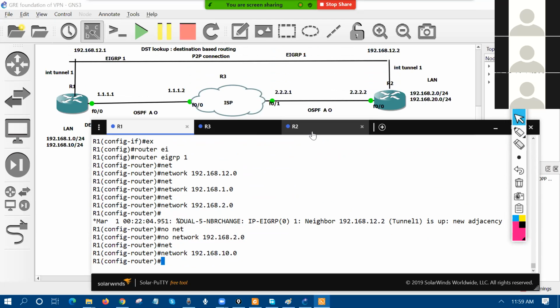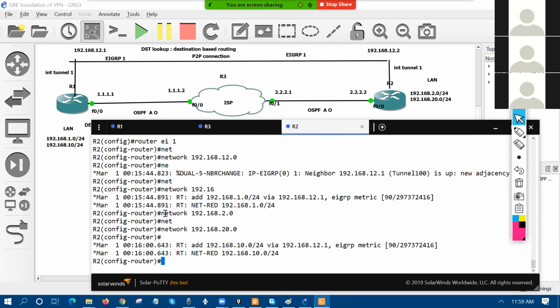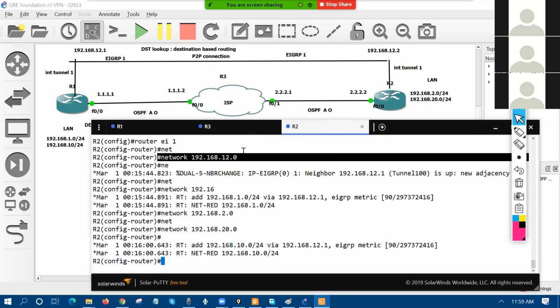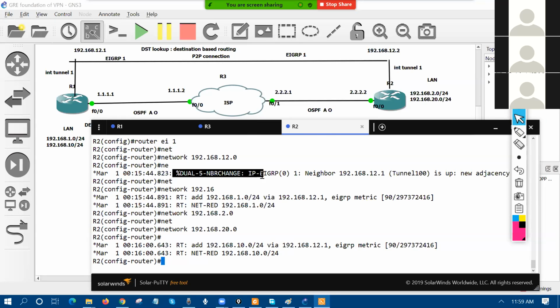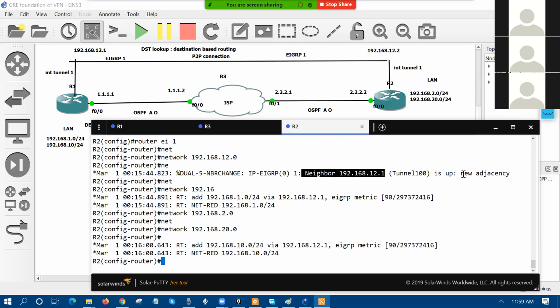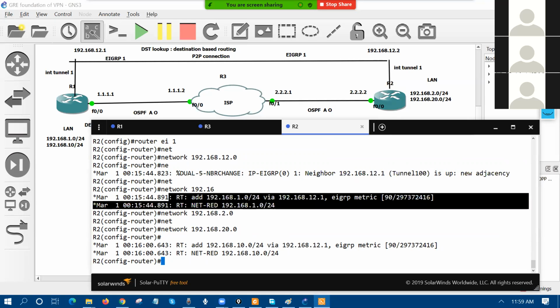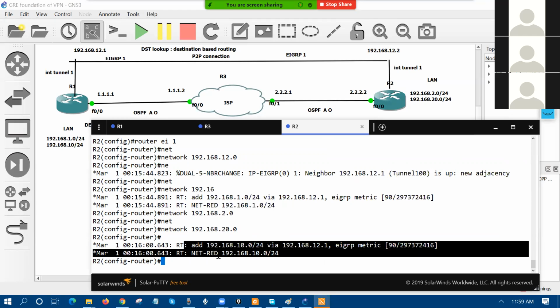So now R1 I've done, and on R2 I did the same thing. Now see, once I have enabled EIGRP on the tunnel interface, they are forming the neighborship through the tunnel. R2 is saying, hey, I have a neighborship with 12.1, that is this one, and the interface I'm going to form it through is the tunnel. At the same time, I'm going to make a logical connection, that's the adjacency, and I'm going to add this route in my routing table.